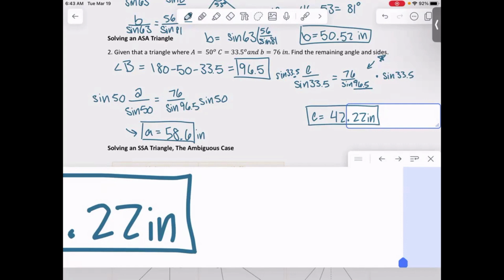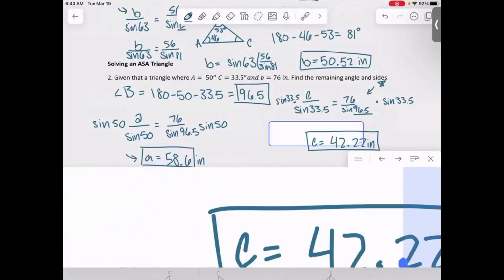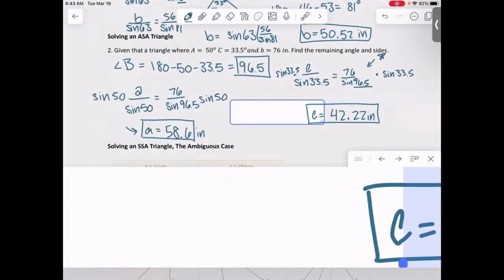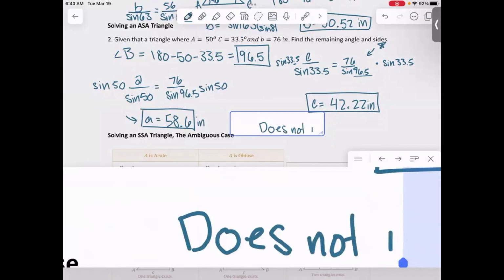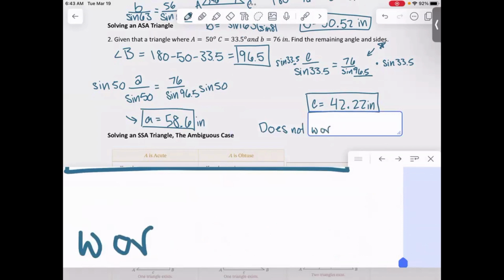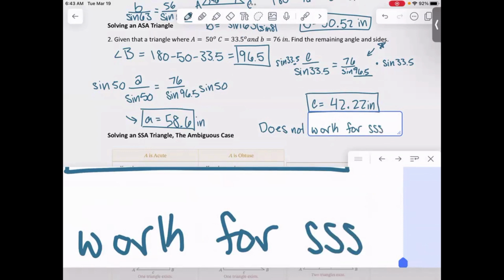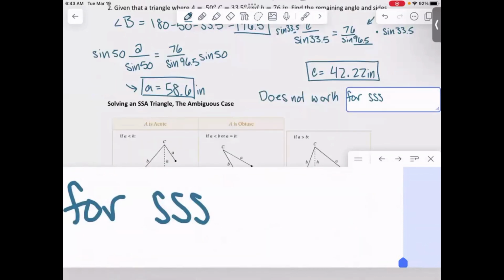So that is in our general cases. That works for an angle side angle triangle. Yeah, it does not work for a side side side triangle, and I'll just explain why. If I have a side side side triangle, I don't have any angles.